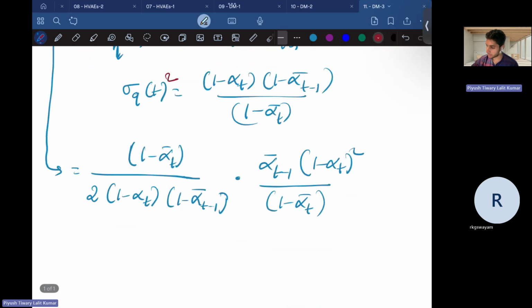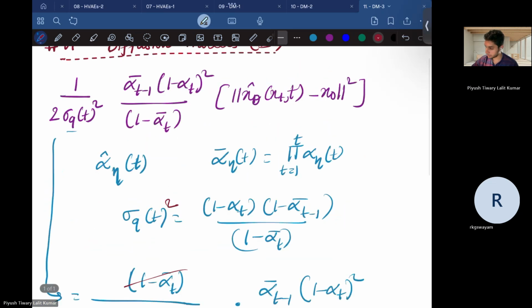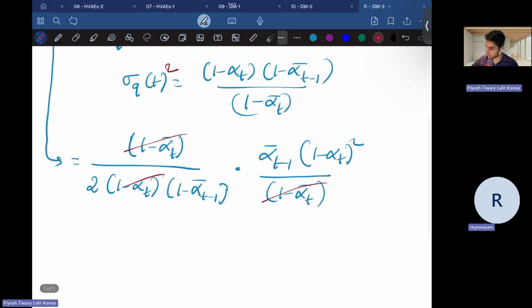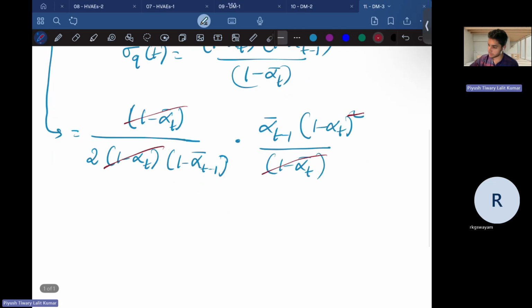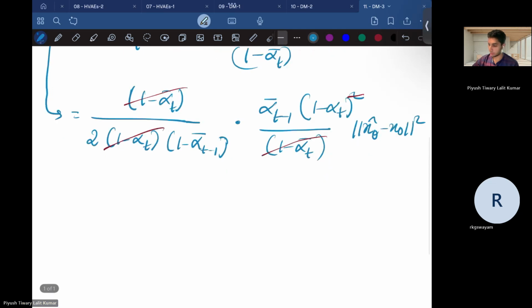Now let's see what is getting cancelled. This thing gets cancelled, right? What else? This thing will get cancelled with this square, and what will remain inside is as it is, right? So that is norm of x theta hat minus x naught, norm whole square. Is this fine? Yes, yes. Sorry for that mistake.